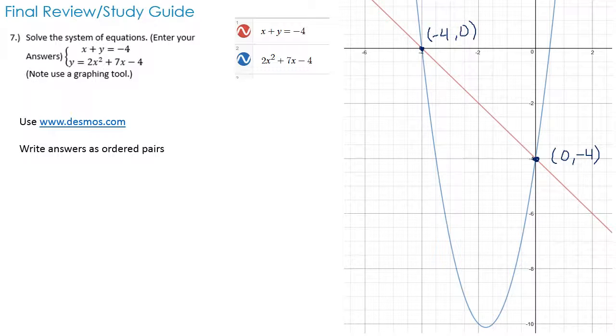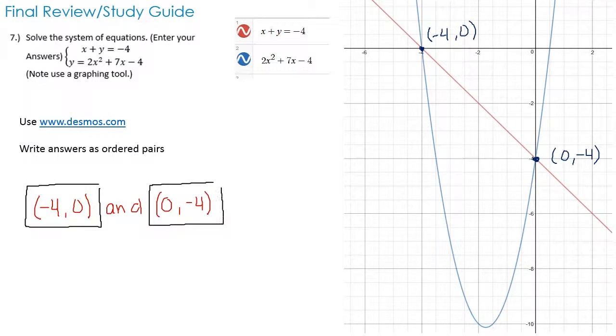And we just need to write our answers as ordered pairs. So we're just going to write those down over here. And that's it. So you just graph your two equations using Desmos.com, and then the two ordered pairs where the graphs intersect is your solution.